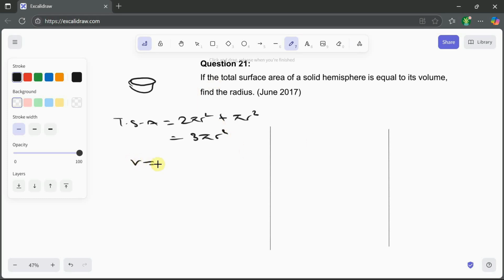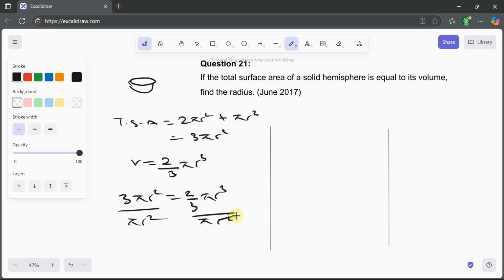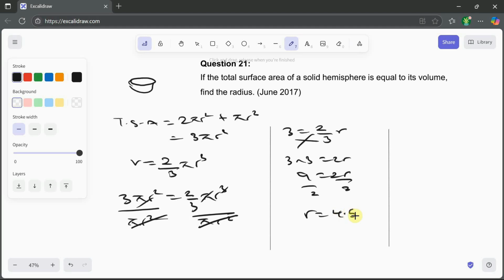Then for the volume, what is the volume of a hemisphere? Can you remember that? Great, so 2 over 3 pi r cube. They said if this is equal to this, what is the radius? So if 3 pi r squared is equal to 2 over 3 pi r cube, what is r? If I divide both sides by pi r squared first, this will cancel this, it will leave one of the r, and this will cancel this. So what I will have here is 3 is equal to 2 over 3 r. If I cross multiply, that will be 3 times 3 is equal to 2r, 9 is equal to 2r, and if I divide both sides by 2, r is equal to 4.5.